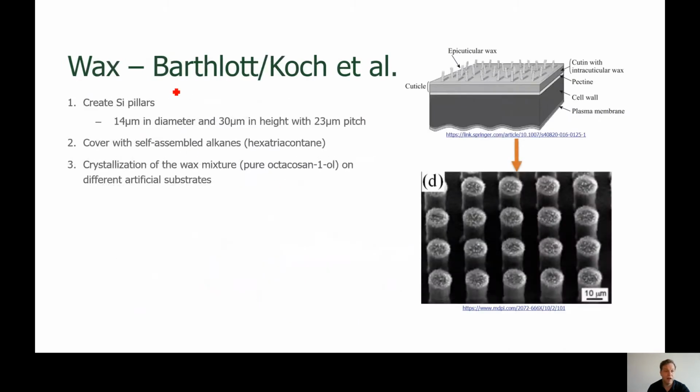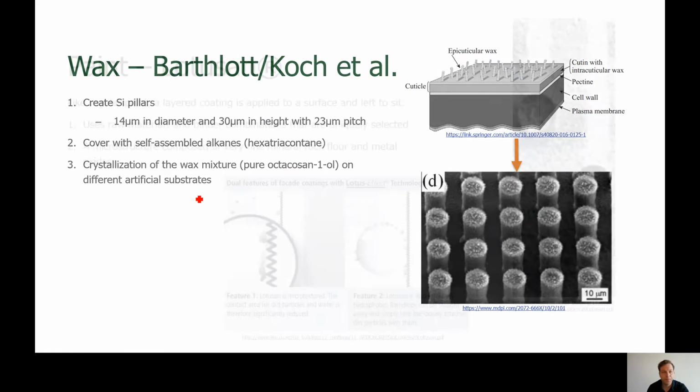Another implementation is Lotus wax. So this is Koch et al.'s favorite approach. They have these basically these structures right here. These are bio-inspired from the Lotus wax, and they try to make a silicon version of them with these pillars. We have an array of pillars, and they're coated with this wax, and it's covered with a self-assembled alkane and then crystallized. And this can be applied to different artificial structures. Depending on the structure, it will have different behaviors.